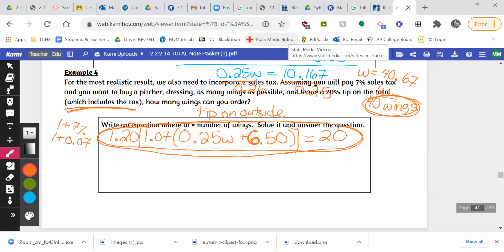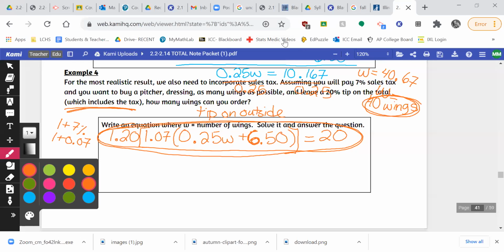So this is a big thing here. We've got 25 cents for the cost of each item. We also added $5 and $1.50 for the different items that we bought other than the wings. Outside of that, we have tax and tip that were also applied. So we made those into multipliers using 1 plus the percent as a decimal. We used the tip on the outside part and then the tax on the inside part. Okay, so that gave us everything that we needed.